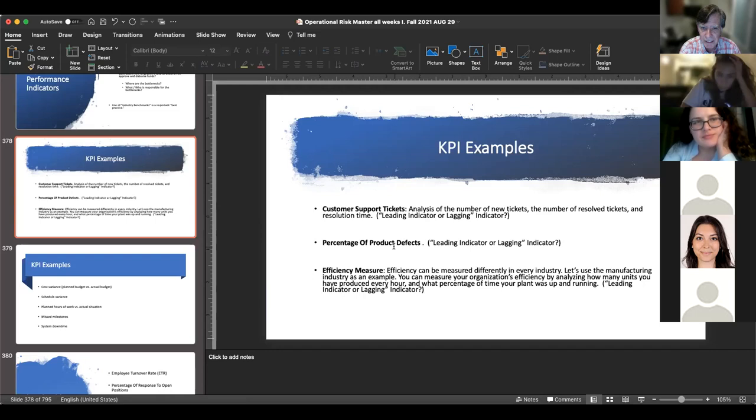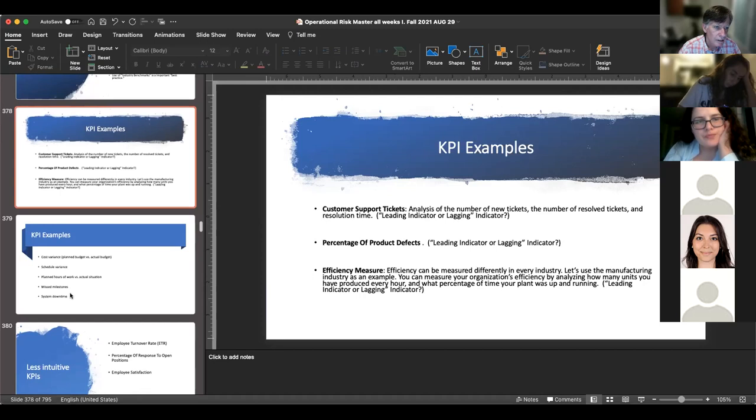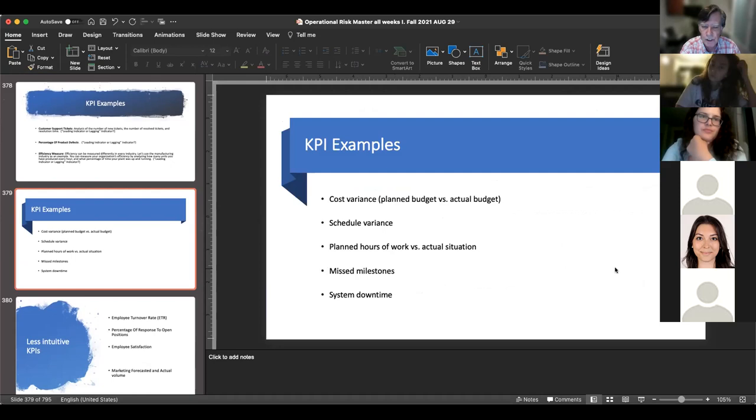The efficiency measure is basically what we talked about before. You have to get industry benchmarks and measure your efficiency, your ability to process loans and how quickly and how accurately compared to the industry. Some of the things you look at would be the cost variance, planned versus budget. Schedule variance: are you running behind planned hours of work versus the actual situation? Have you staffed enough people? Or are you running a lot of overtime? Are you missing milestones to get something done? How much systems downtime is there? These are all things that you could look at as KPI examples.